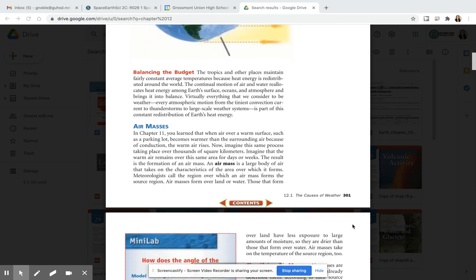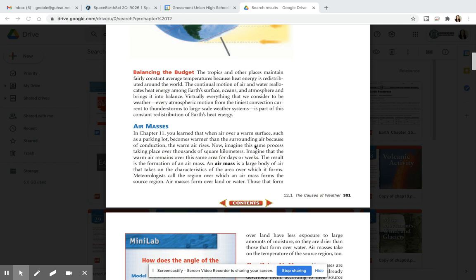Balancing the budget. The tropics and other places maintain fairly constant average temperatures because heat energy is redistributed around the world. The continual motion of air and water reallocates heat energy among Earth's surfaces, oceans, and atmospheres, and brings it into balance. Virtually everything that we consider to be weather, every atmospheric motion from the tiniest convection current to thunderstorms to large-scale weather systems, is part of this constant redistribution of Earth's heat energy.